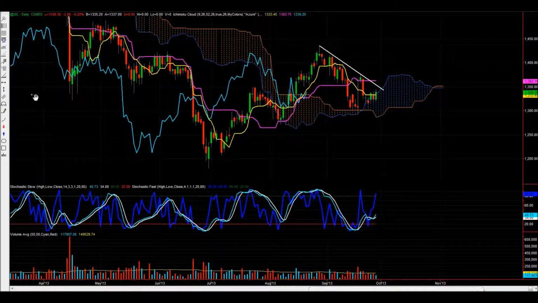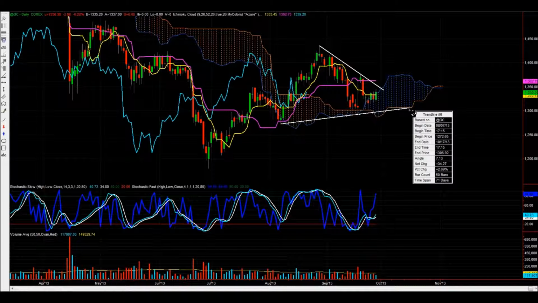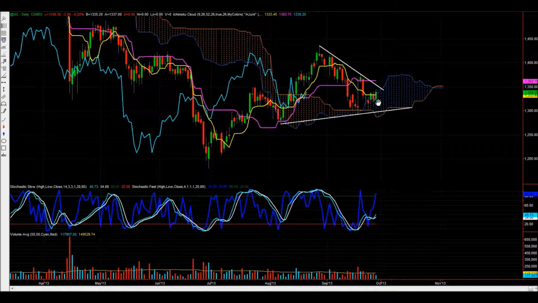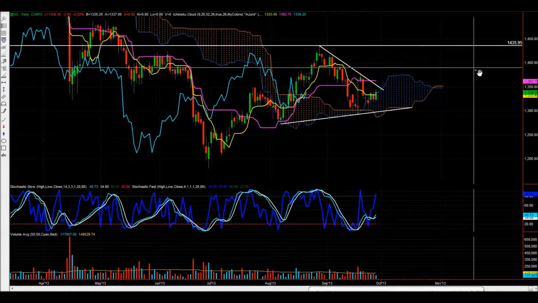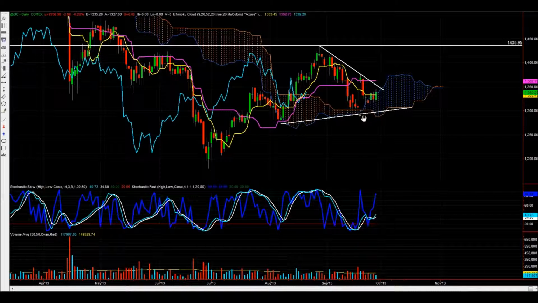It did not violate this low here. So from a structural perspective, you're still essentially higher, and you've got a sort of triangle going there. So I think if we were to hold the top of this cloud and push back above this trend line off of the cloud, and the lagging line is above the cloud, this is a potential area where you've shaken out most of the short-term long hands, and you could potentially look to push back up to the high side for a retest of this level, which is 1435.